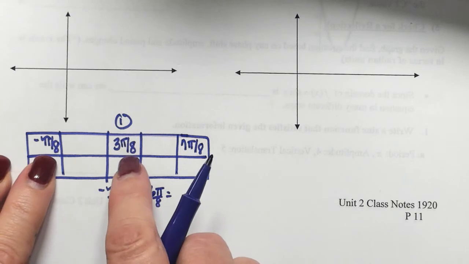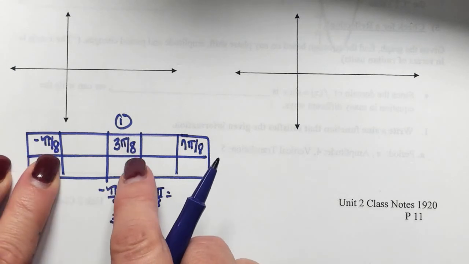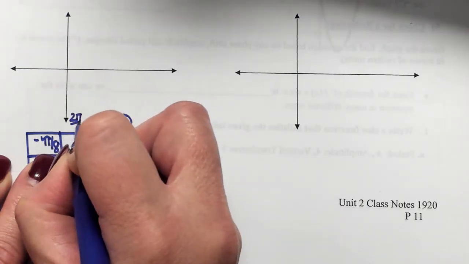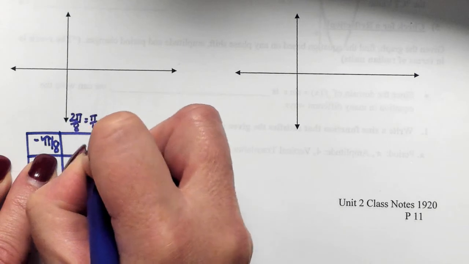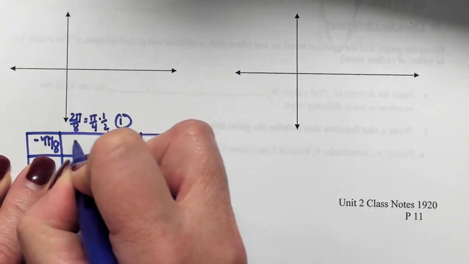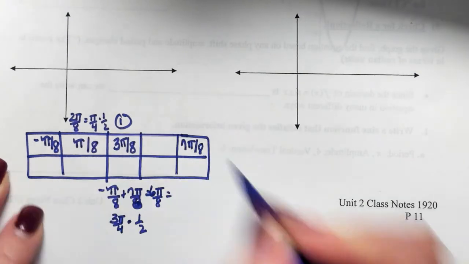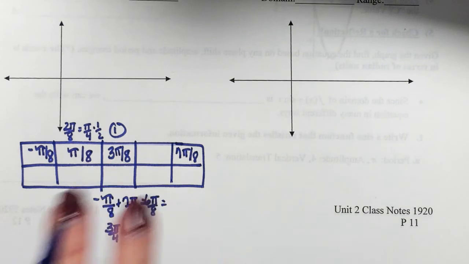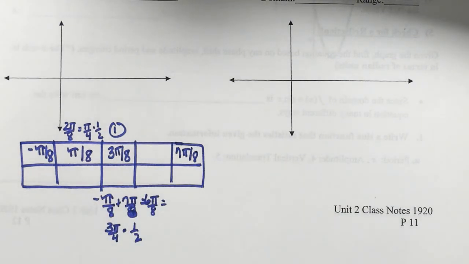So then to find the midpoint between negative pi over 8 and 3 pi over 8, if I add negative pi over 8 plus 3 pi over 8, that gives me 2 pi over 8, which is pi over 4. Divide by 2 is the same as multiplying by a half, so that's going to give me pi over 8. You guys go ahead and try and see if you can find this last point for me: the midpoint between 3 pi over 8 and 7 pi over 8. Can you move the paper up so I can see?